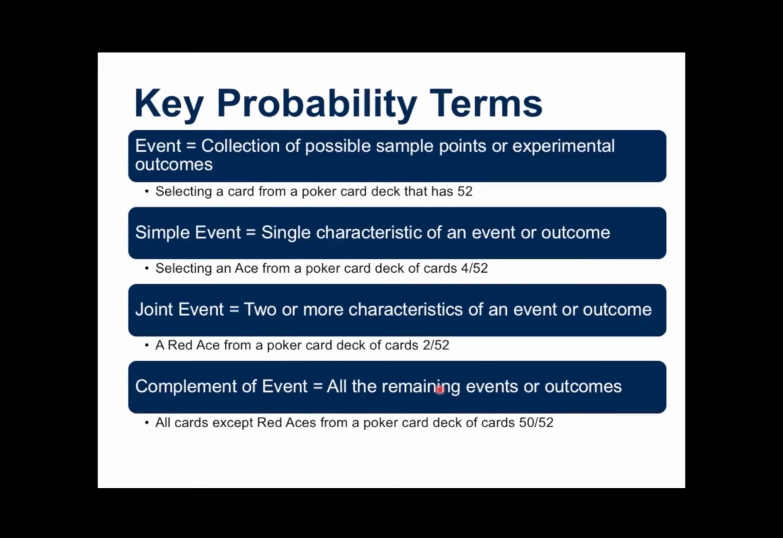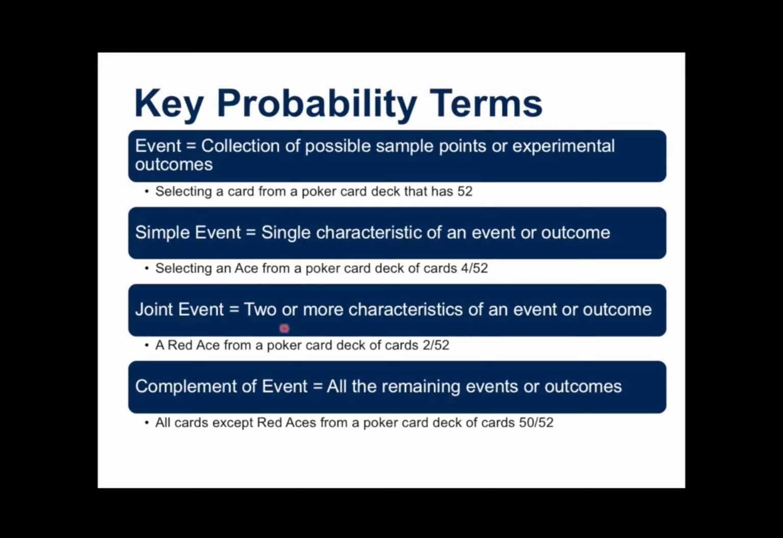Now, key probability terms to understand and keep in mind: an event is going to be a collection of possible sample points or experimental outcomes. So if we're flipping a coin, it's going to be one side of the coin or the other. Selecting from a deck of poker cards that has 52, we just saw, those are the events. The events are the occurrence, like ace or red. A simple event is going to be a single characteristic of that event or outcome. And again, a simple event of ace from that deck, 4 out of 52.